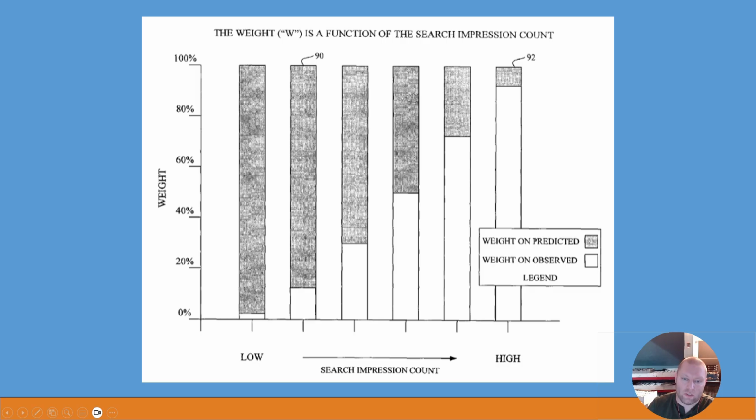So a new listing, it's almost all predicted. And then as you get impressions, as time goes on and the thing doesn't sell, they start to say, all right, maybe our prediction wasn't so good after all. Maybe this listing sucks. And you get this higher weight on the observed listing quality score. And if that observed score is low, which it probably will be if it's been sitting for a while, then the rankings will slowly drop over time and then probably eventually fall off very quickly.